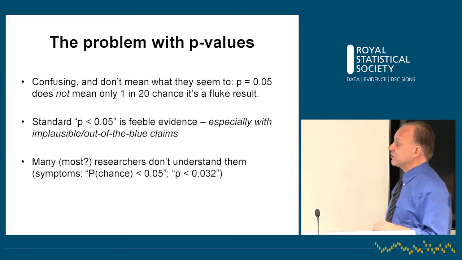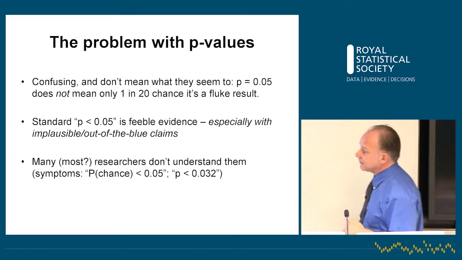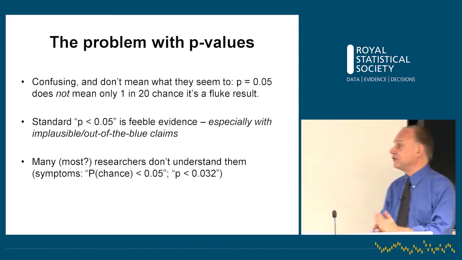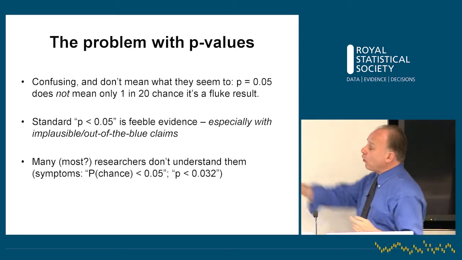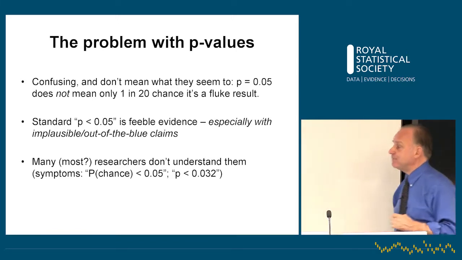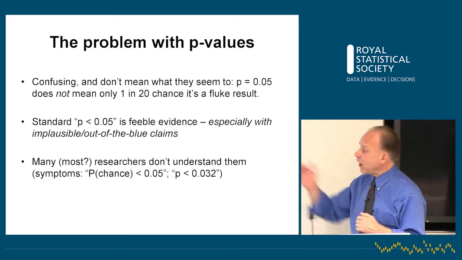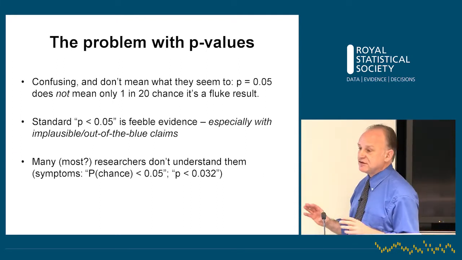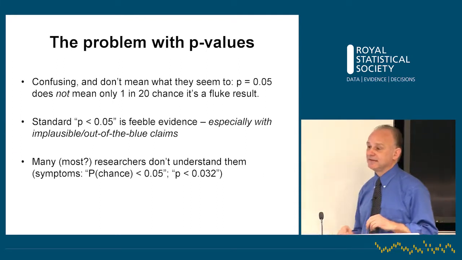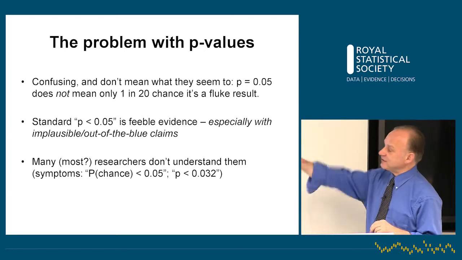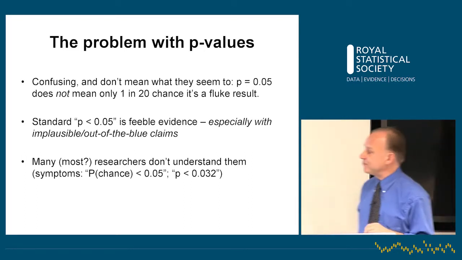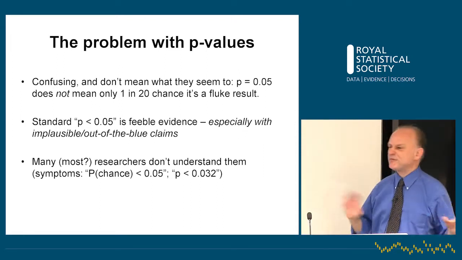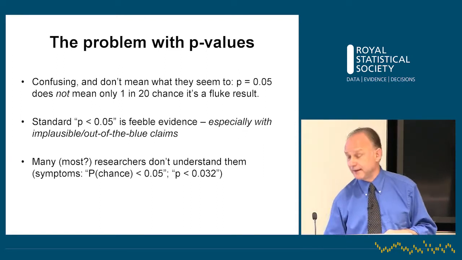And you can see symptoms of scientists who don't understand p-values when they say, well, the probability of it being a fluke result is 1 in 20. Or in the paper, you will see p less than 0.032. That statement, for reasons I won't bore you with, makes no sense at all. It has to be an equal sign. It only makes sense for less than for certain values of p-values. When you see less than some weird number like that, it means the people who've written it don't actually know what they're doing.